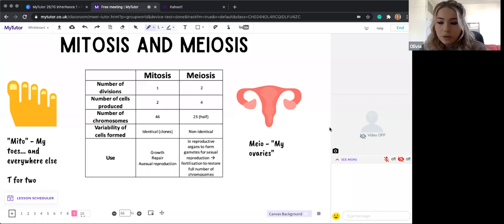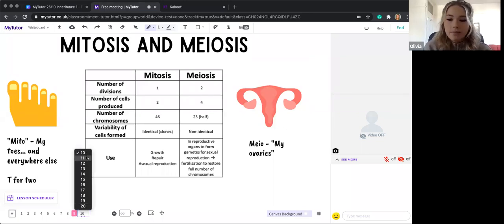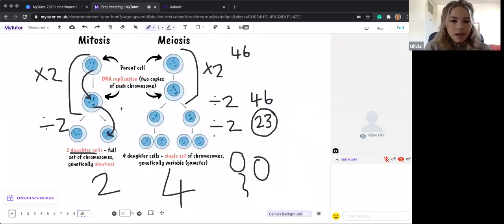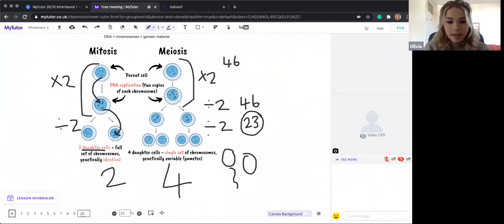Why does meiosis produce 4 cells instead of 2? Because it has 2 divisions. So it has a first division and a second division. So we doubled it and halved it and halved it again.